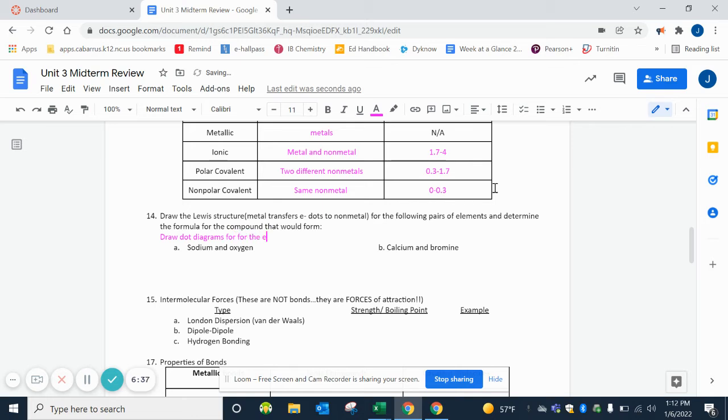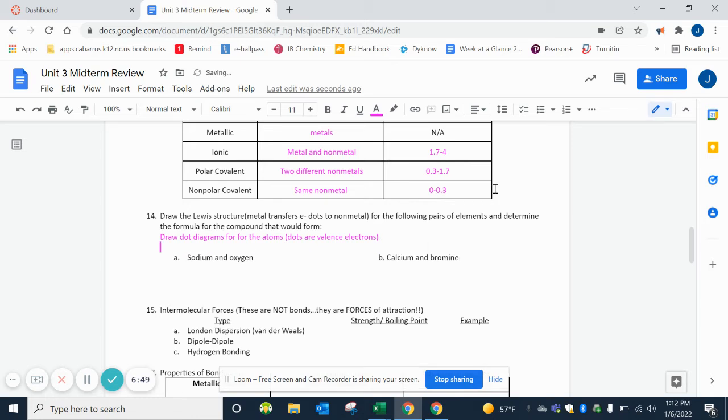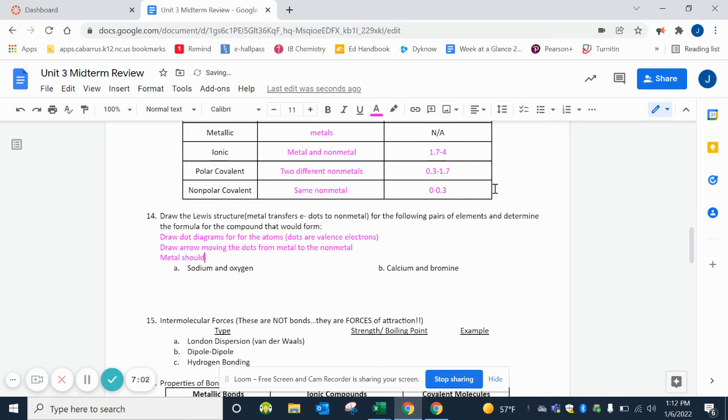diagrams for the atoms. Remember, the dots are the valence electrons, and you can figure out the number of valence electrons from the last digit of the group number. Then you're going to draw an arrow moving the valence electrons, or the dots, from the metal to the nonmetal. The metal should end with no dots around it, and the nonmetal should end with 8 dots around it. Remember, you can add more metals or nonmetals as you go in order to get that to work.